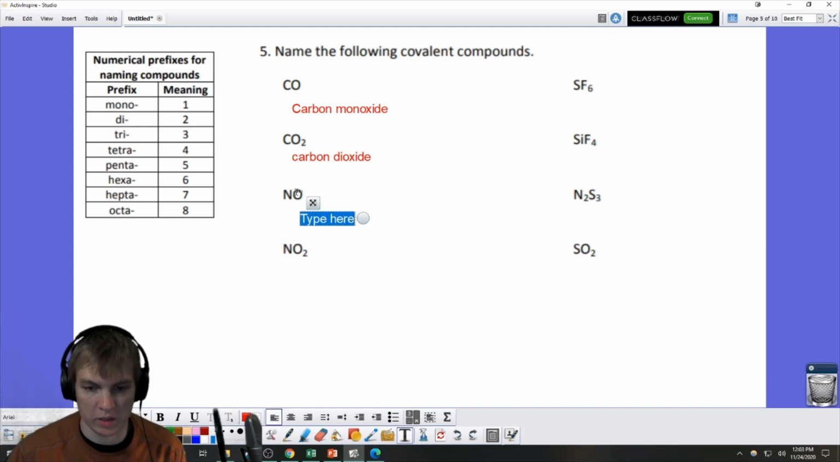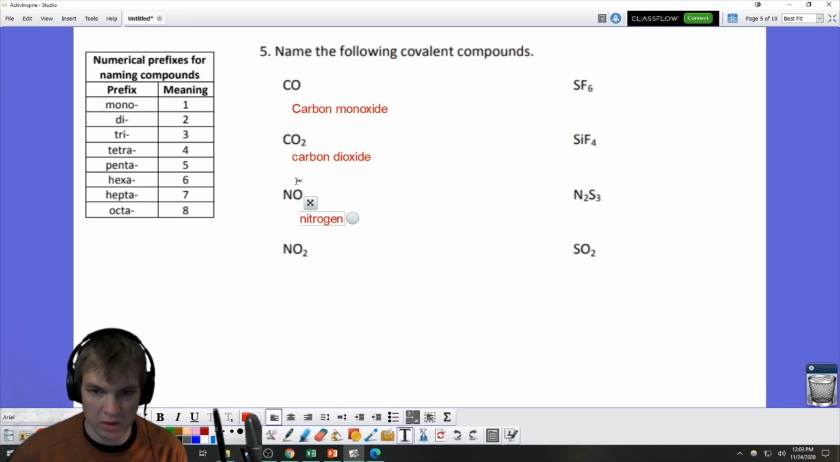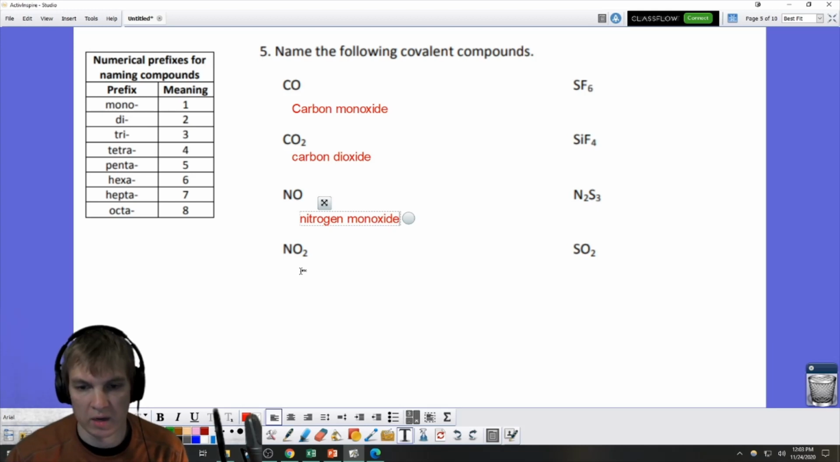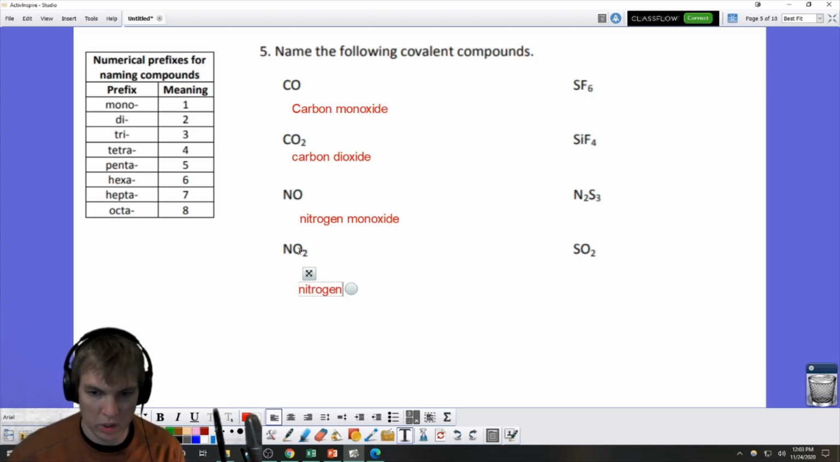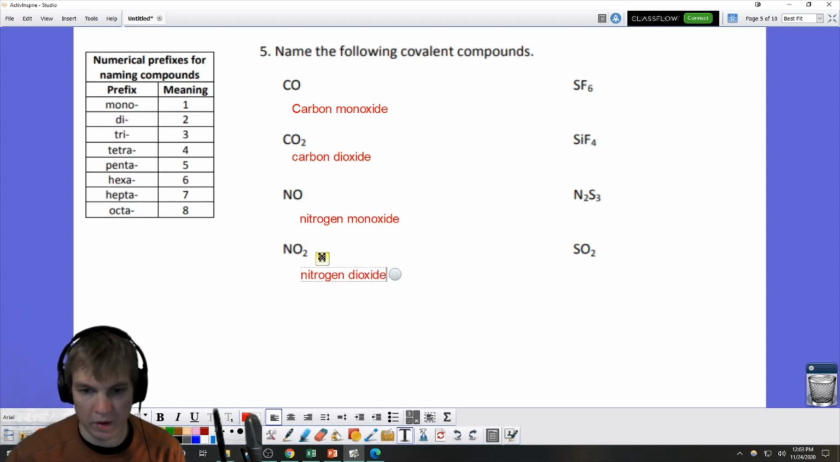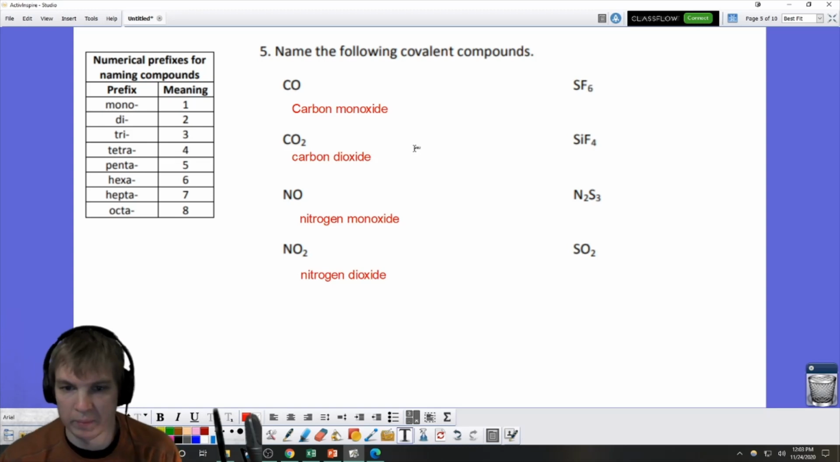Right, the next one here is going to be nitrogen and then monoxide. So pretty straightforward here. We have just an N for nitrogen, O for oxygen, but we only have one, so it's monoxide. And then very similar to what we were just doing with the carbon, it's nitrogen dioxide. Very similar to what we just saw with the carbon.